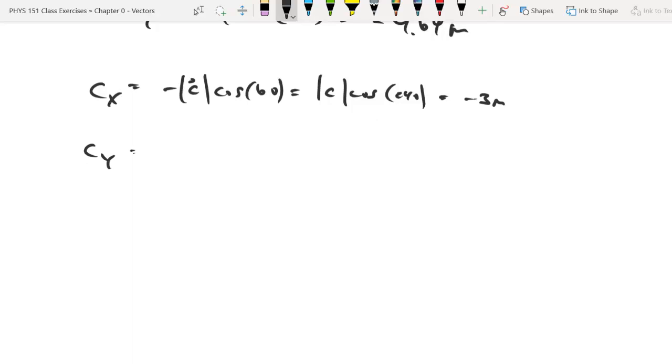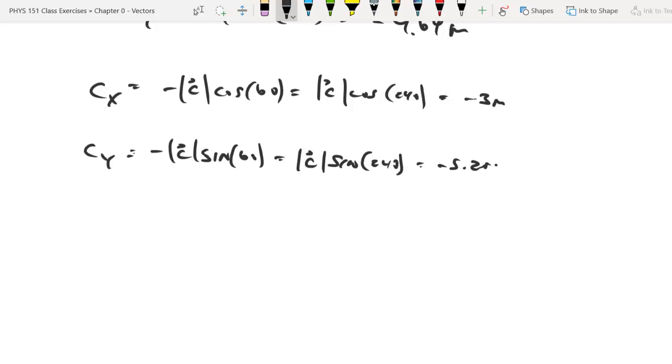And for Cy, this is negative the magnitude of C times the sine of 60, which would be the same thing as just the magnitude of C times the sine of 240. And again, let your calculator do the adjustments, and that's negative 5.20 meters. You should always think about it, though, in your calculations, which quadrant you're in, and make sure that it agrees with what you remember from your trig classes.